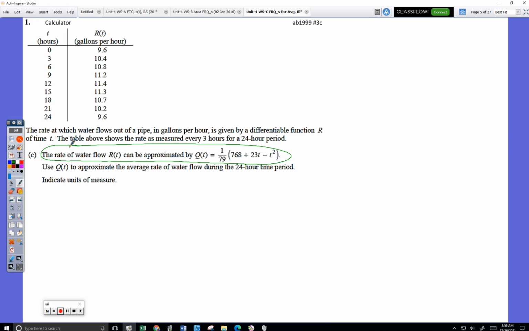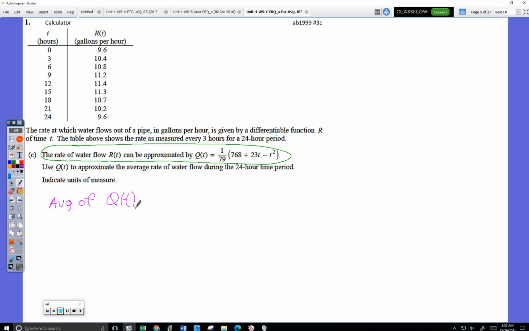In this case, we're supposed to use the model to find the average rate of water flow during the 24-hour period. Because Q is the rate of water flow, we're supposed to find the average of Q. So here's where we're using our new formula. We say the average, write this on your paper please, the average of Q. We're not finding the average rate of change of Q. We're finding the average of Q.